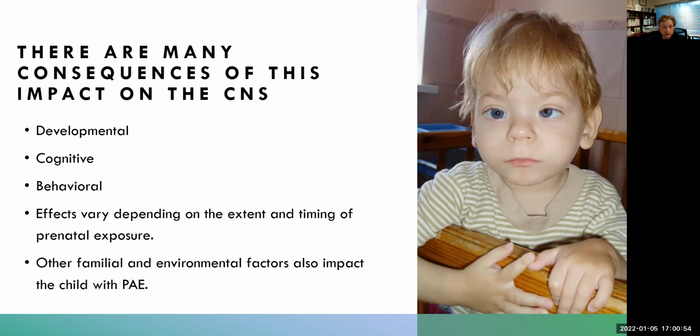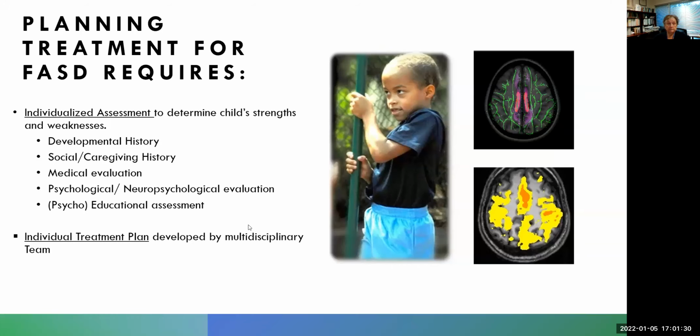We know that exposure for a short period of time will differ from exposure that extends for a longer period of time. In addition, there may be other issues, familial and environmental factors that also impact the child who has prenatal alcohol exposure. These factors may be negative and may contribute to more severe outcomes for the child, or they may be positive and they may ameliorate or remediate the impact of the prenatal alcohol exposure. As a result, when we're planning treatment for FASD, we have to consider the needs of the individual child.